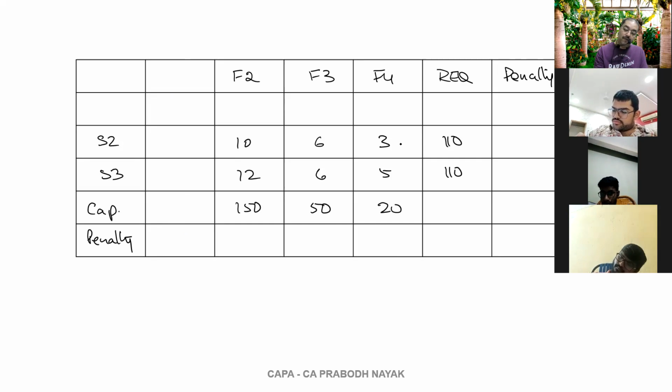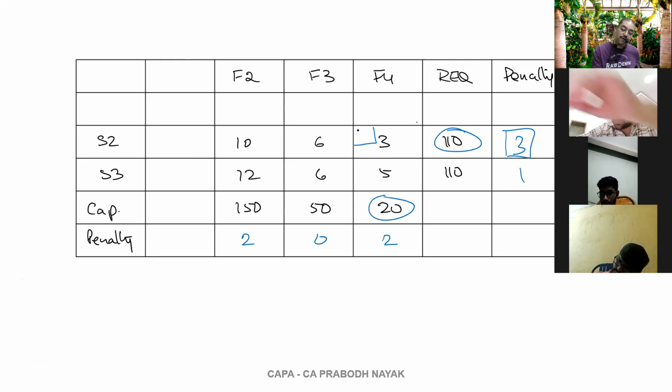Row penalty: 3 and 6, 3 difference. 5 and 6 is 1. Column wise, 10 and 12 is 2. 6 and 6, 0. 3 and 5, 2. So 3 is highest. In that, lowest is 3.